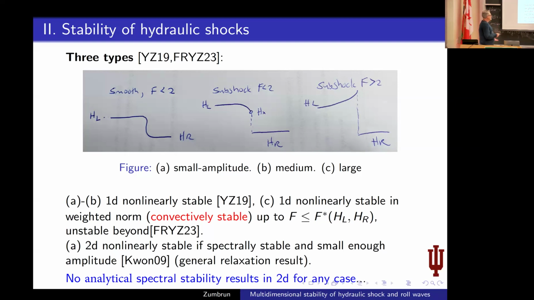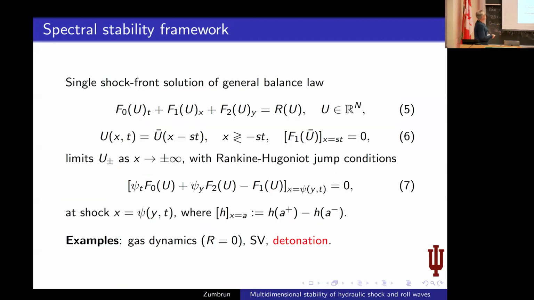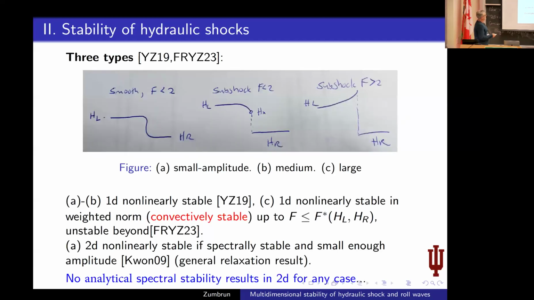But actually, spectral stability was never verified. He said, if you have spectral stability, then it's true. So there's really no analytic spectral stability result in 2D for any case, and that's still true, basically. What do you mean by general relaxation?